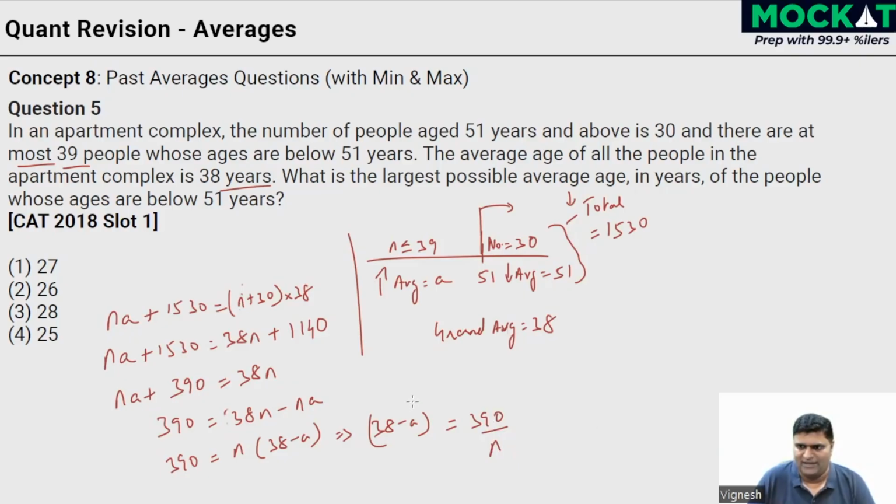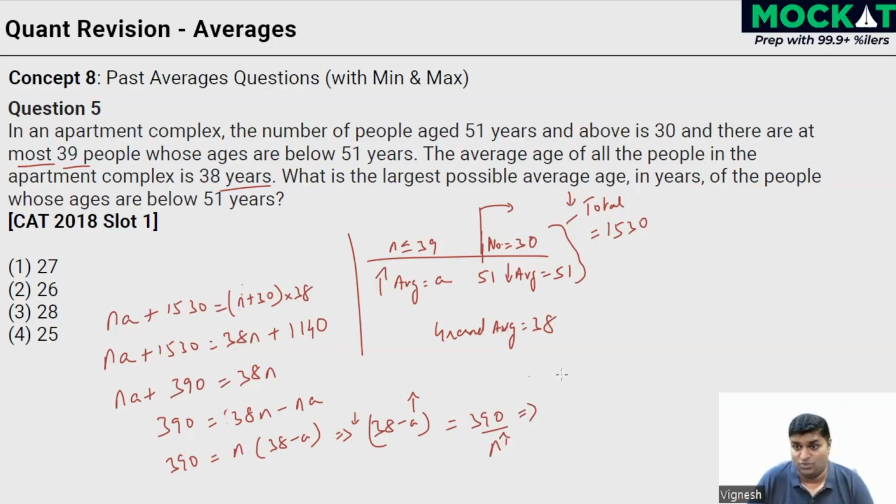If I have to maximize the average, I have to get the smallest possible value over here. The smallest possible value. If A gets maximized, 38 minus A, the entire term gets minimized. If the entire term is to be minimized, my right hand side should be minimized. My denominator should go up, right? Should be maximized.